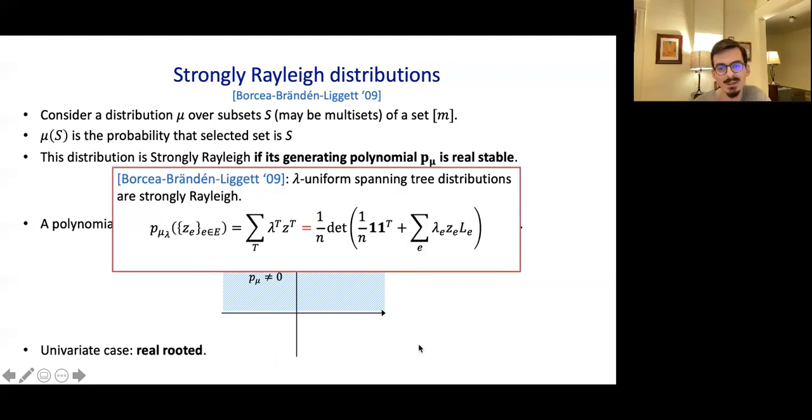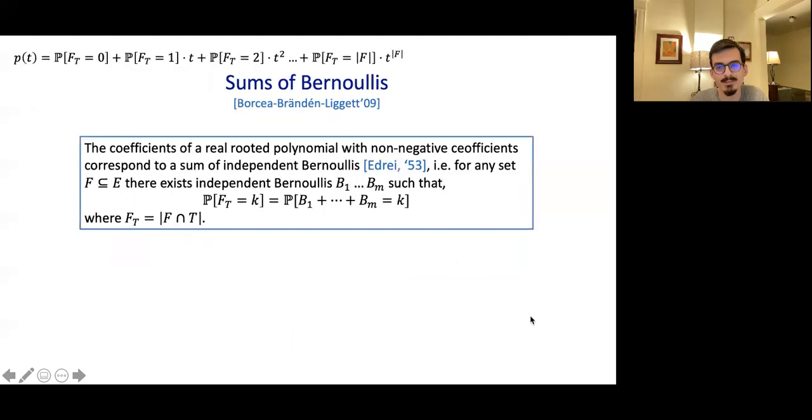And as I said, any lambda uniform tree distribution is in fact strongly Rayleigh. I won't go into it, but it's not too hard to show. It basically follows from the matrix tree theorem, and that the characteristic polynomial of any symmetric matrix is real rooted. And so if you take the generating polynomial of a lambda uniform tree distribution, and you zoom in on the univariate polynomial encoding the number of edges appearing in the tree in some set F, so it'd be this polynomial here, it shouldn't be too surprising that it's real rooted. It's kind of the specialization of a real stable polynomial to the univariate case.